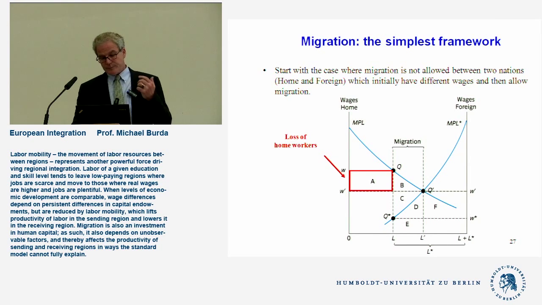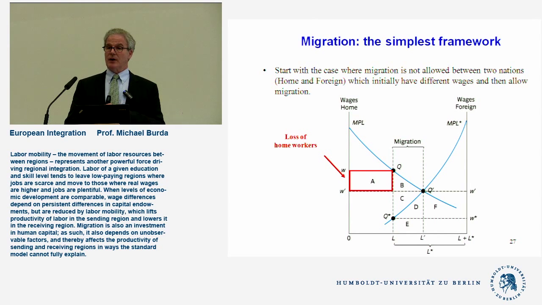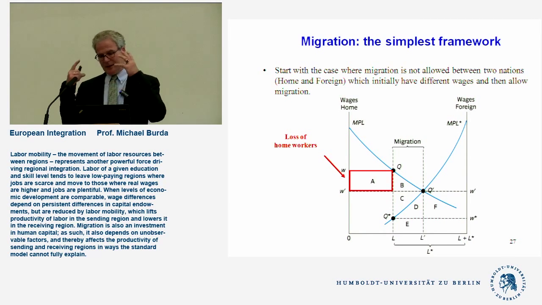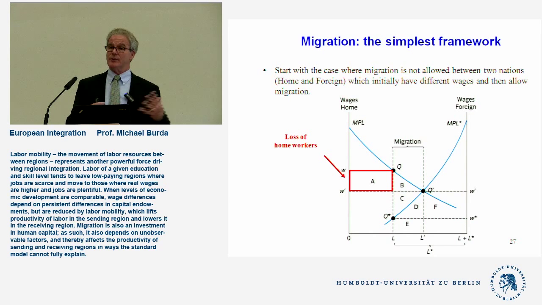So, area A is the loss of the home workers. So the Finnish workers are going to see their wages fall. And if you don't like thinking about Finland, think of Germany or France. The receiving country of the migration is going to see their wage fall. And you can think of this box as being the monetary loss of those guys, because they were earning W, and after the migration episode, they're earning W prime. Think hard about translating that into situations that you understand from your home countries.